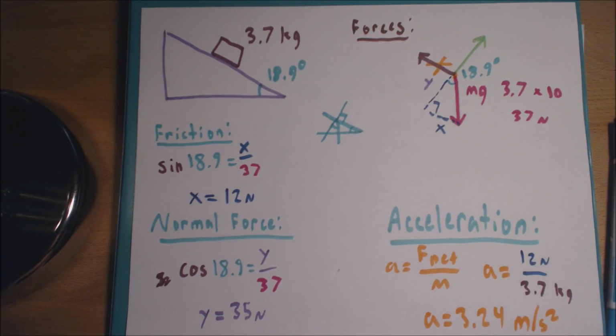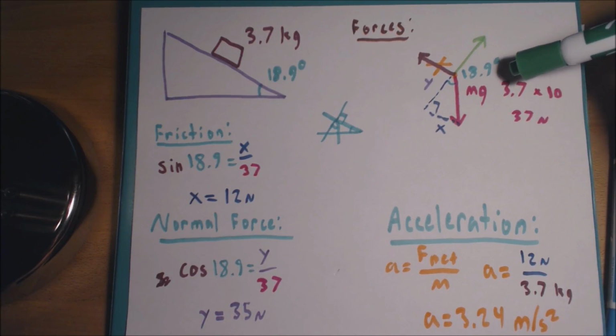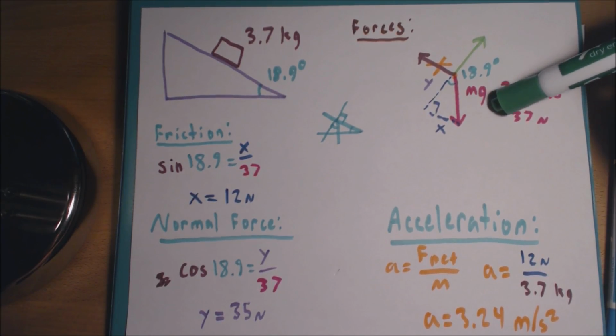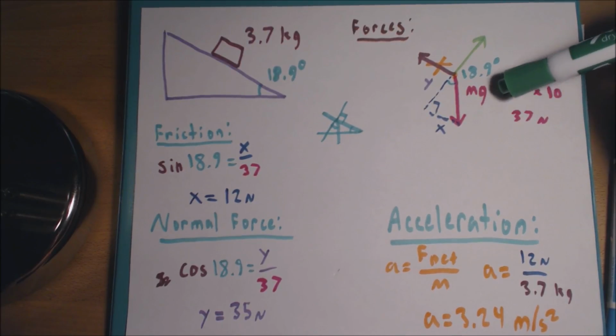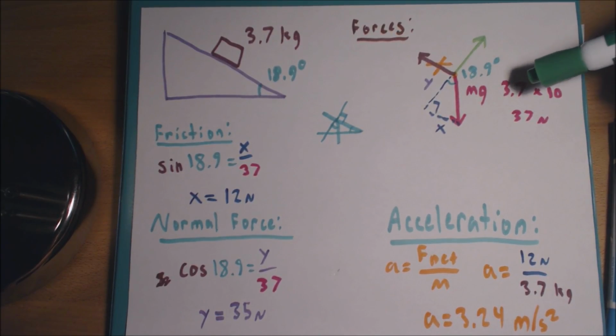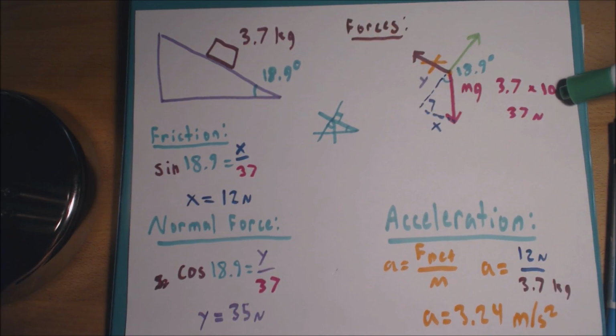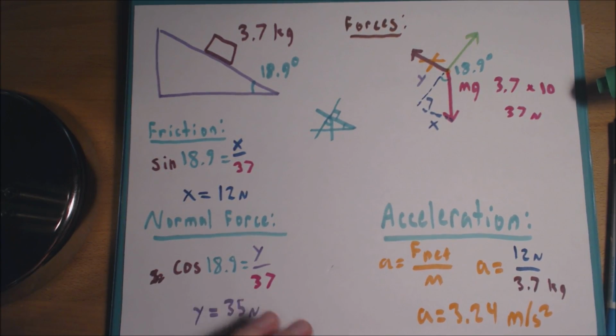So we're going to start by drawing our force diagram, and the first force we have is coming from the Earth, mg, which is the force that the Earth pulls on the block. It's going to be mass times the gravitational field strength of the Earth, which is 3.7 kilograms of the block, times 10 newtons per kilogram, or 37 newtons for our mg.